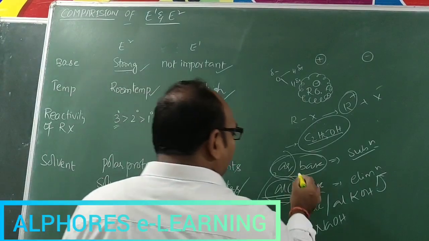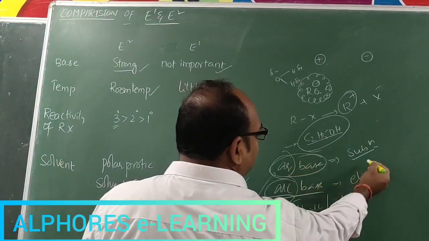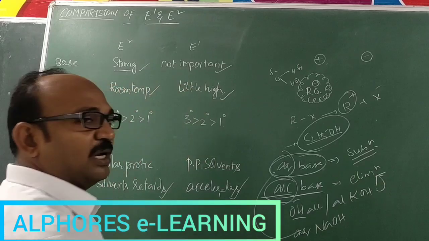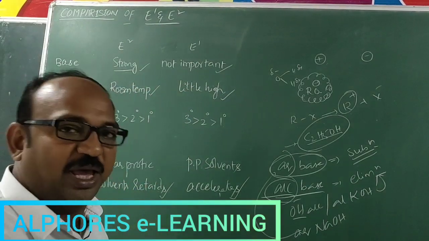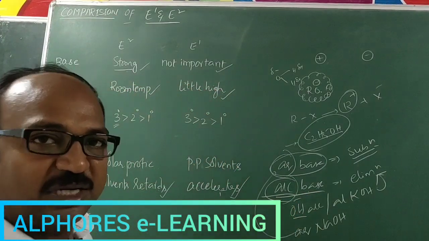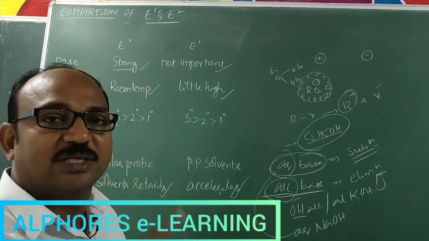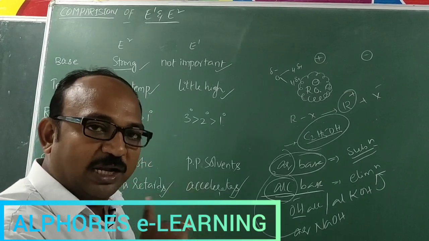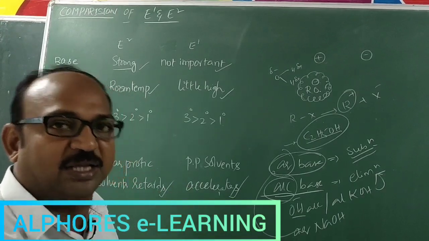And I am going to mention here, when we are using aqueous base, the major product is substitution but minor product elimination will be there. And when we are using alcoholic base, the major product is elimination but minor product substitution will be there. So ultimately, wherever elimination is there, there substitution is also there.